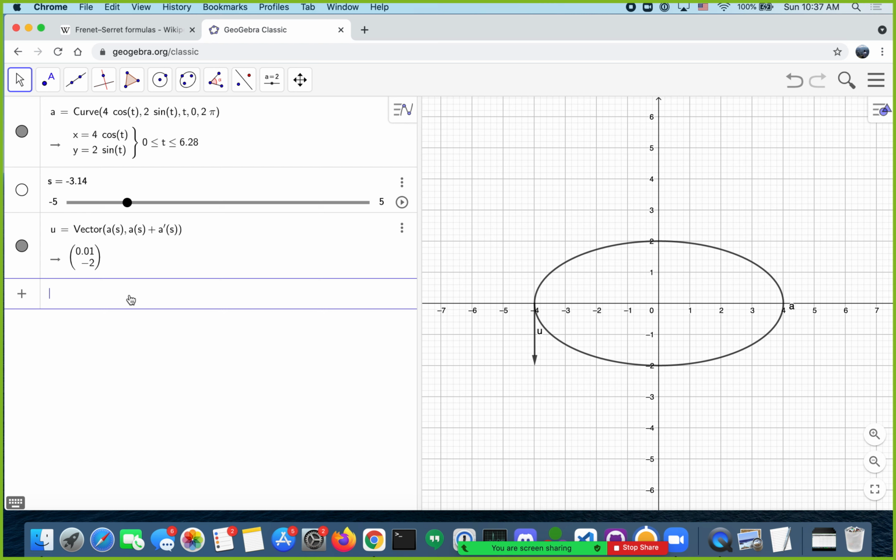And now let's create another vector. Let's take the acceleration vector. And I want the start and end. So I want to start at my point on the curve, and I want it to end at my point on the curve plus the acceleration.